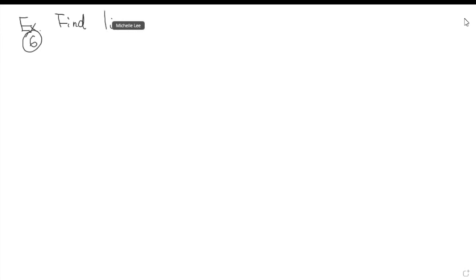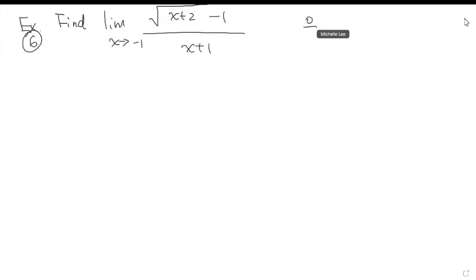Limit as x approaches negative 1 of the square root of x plus 2, minus 1, over x plus 1, right? So let's plug in negative 1 for x, then we get 0 over 0, right? Now, we see a radical there. You learned from intermediate algebra, right? Multiply by the conjugate.